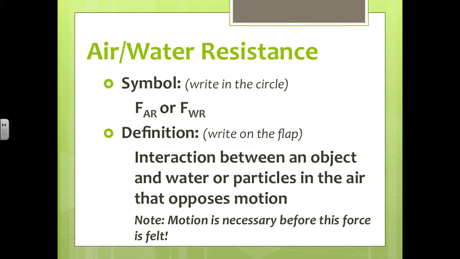Last one, air and water resistance. We have two different symbols for this, AR, air resistance, or WR, water resistance. And this is not to be confused with a push, right? So this is a resistant force, and it is an interaction between an object and water, or particles in the air that oppose motion. Now, the idea behind this is that you have to have motion in order for this force to be felt, which is not the same thing as friction. And so it is important to keep them separate.